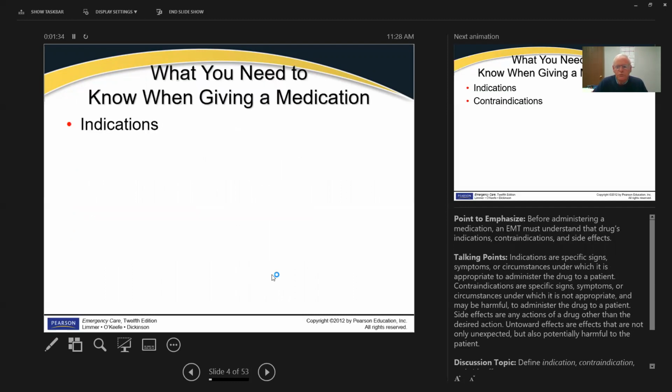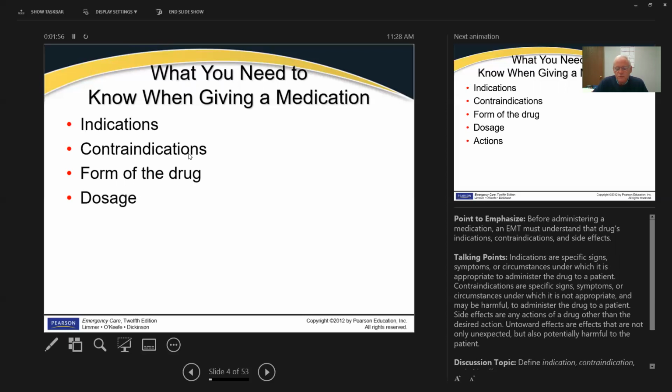So what we need to do, first of all, is know the indications for a drug. An indication is the reason why we give somebody a drug. Then we also need to know the contraindications. Contraindications are the reasons not to give a drug because there's something else going on. We need to know the form of the drug that we're giving. Several drugs come in different forms. We need to know the dosage, so we're giving the right amount of that drug. We need to know what we expect to have happen with our patient once they've been given that drug. And we also need to know what possible side effects there are, okay?